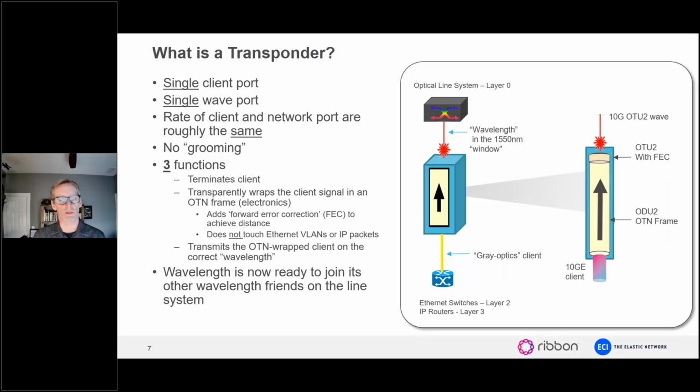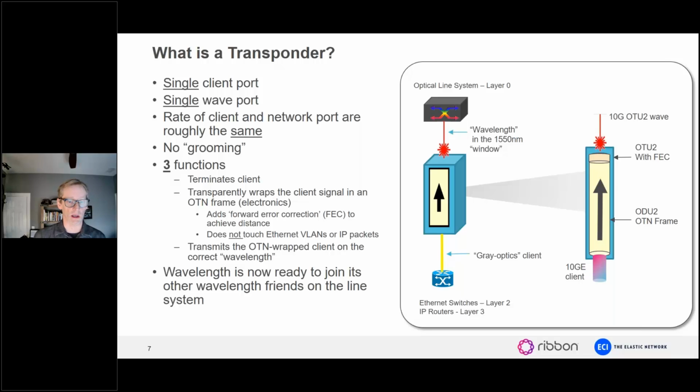So let's dive a little bit into some of the details of these types of systems. That basically forms the outline for the rest of the presentation today. First of all, we'll talk about what is a transponder. You'll hear this term all the time. A transponder, shown in the picture on the right there, has exactly one client port and a single wavelength port, and the rate of the client and the network ports are roughly the same, and you don't do any grooming electronically. The transponder basically serves three functions.